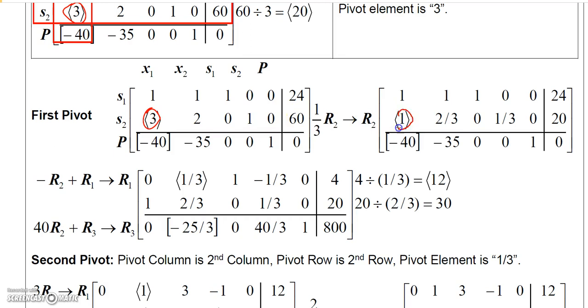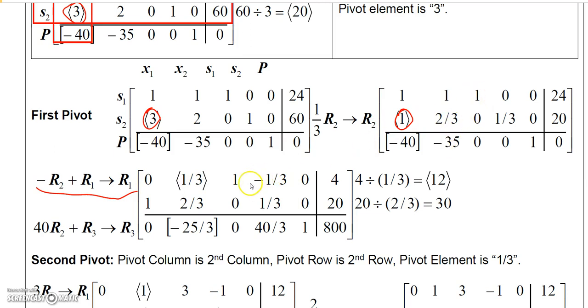So that'll make this a 1. And then I want to use the 1 to eliminate this 1. So I'll do minus row 2 plus row 1. And you guys know how to do that. Minus 1 plus 1 is 0. Minus 2/3 plus 1 is 1/3.